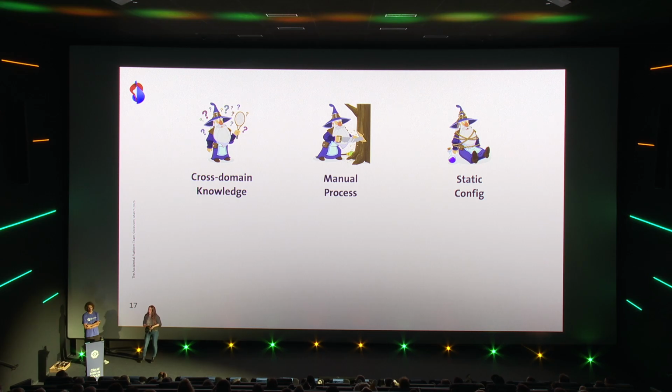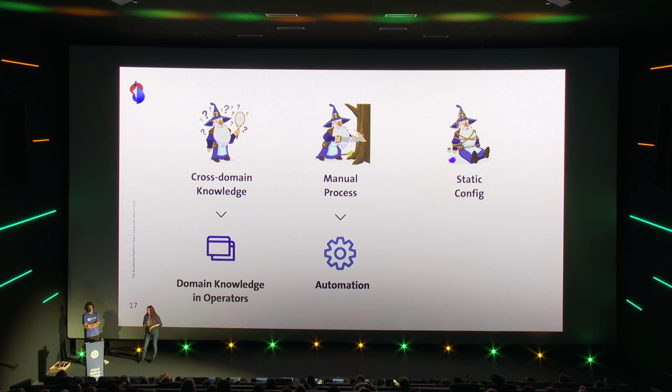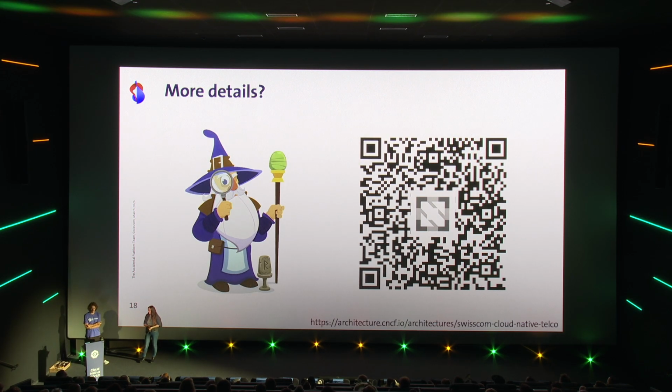Like this, we achieved that the domain knowledge is hidden away in the Kubernetes operators. There's automation now, so it's faster and also less error-prone. And we have constant reconciliation, so we can have a dynamic configuration. If you'd like to learn more about our architecture, you can find the architecture paper on CNCF, and you can also see which open source tools we used to build this.